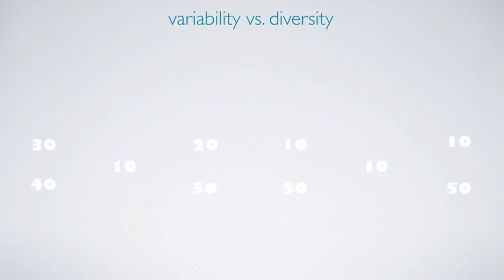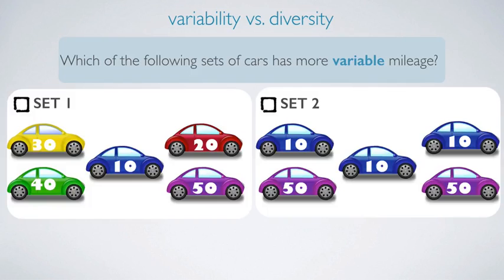Now let's ask a different question. Which of the following sets of cars has more variable mileage? Set 1 with cars that get 10, 20, 30, 40, and 50 miles per gallon, or set 2 with 3 cars that get 10 miles per gallon and 2 cars that get 50 miles per gallon. This time, the answer is actually set 2. Remember, distributions where more observations are clustered around the center are less variable versus distributions where more observations are away from the center are more variable.